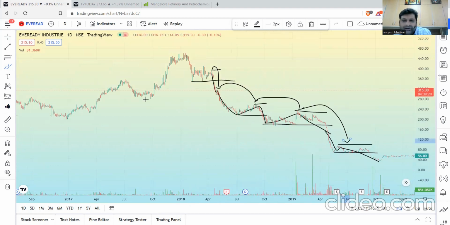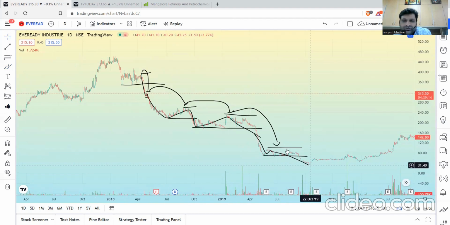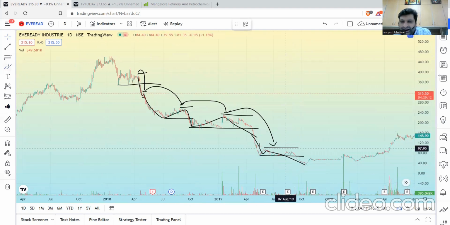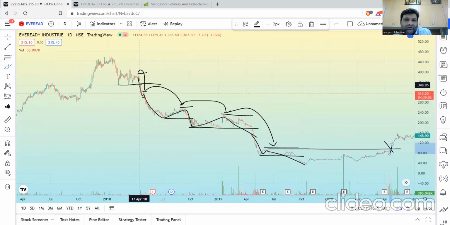And then where was the stop loss taken? Let's see. Yes, the new low was never broken. So your stop loss is here only, and your stop loss was taken here. So consider a stock getting sold at 348 rupees. With the help of trailing stop loss, you exited at 95 rupees.